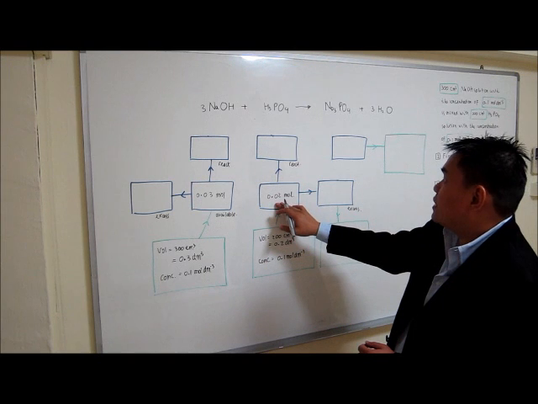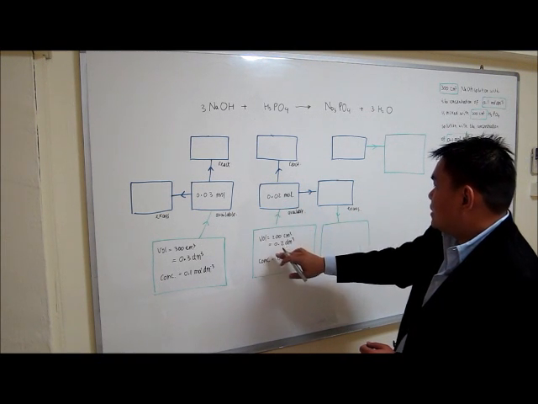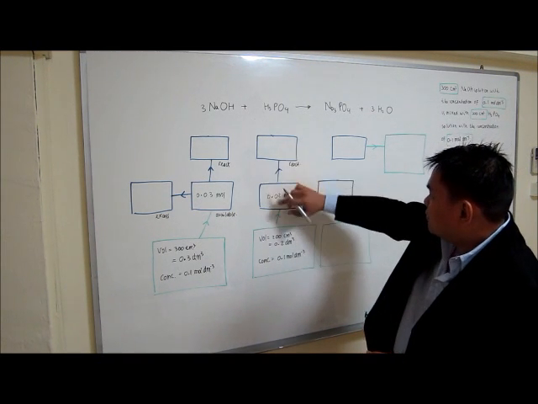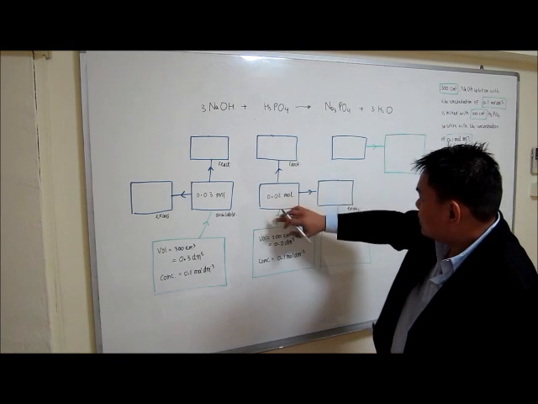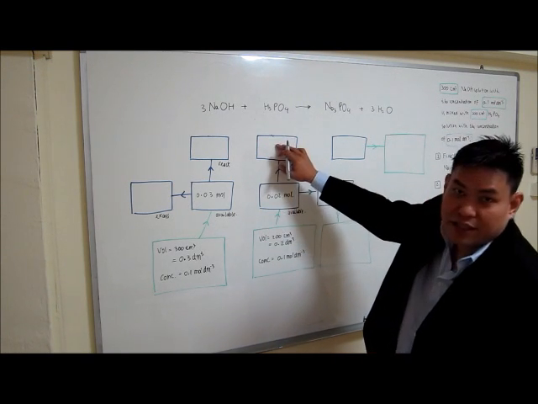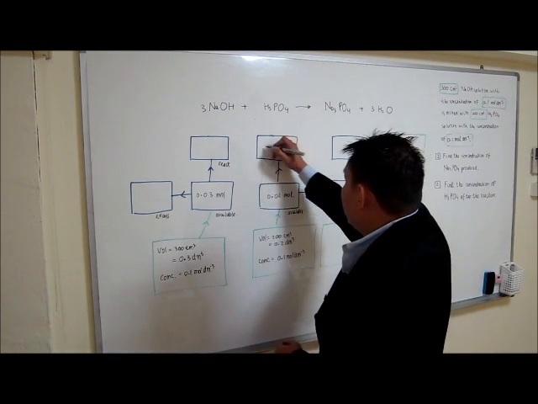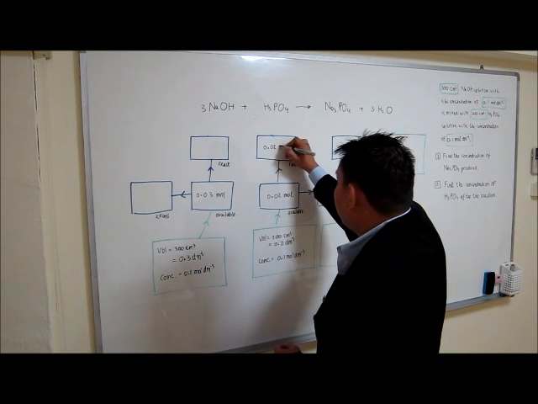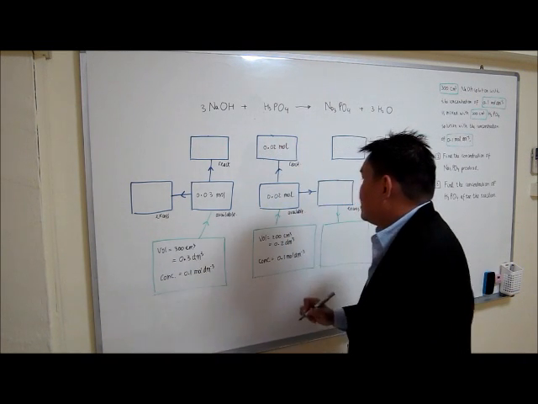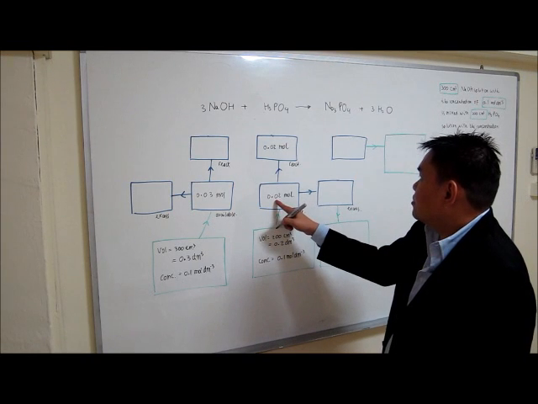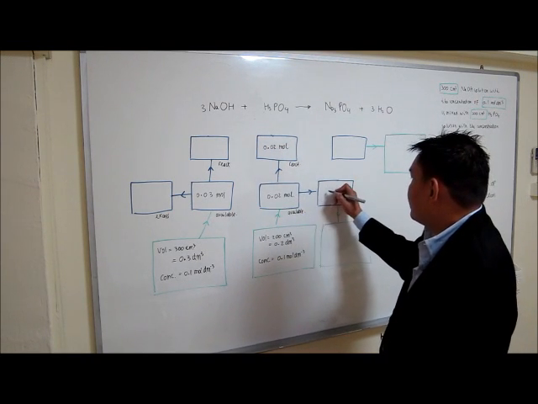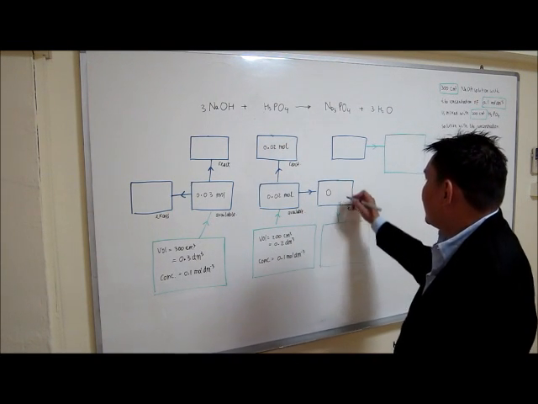Let's say we copy all the mole of H3PO4 that is available. We assume all of them will react. So 0.02 mole is available and all of them react. That means you have 0 mole in excess.